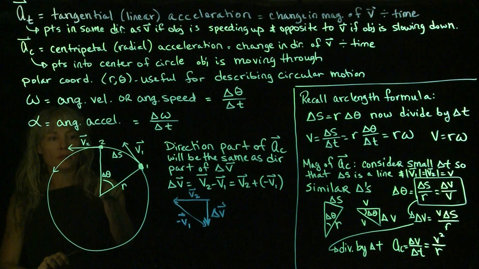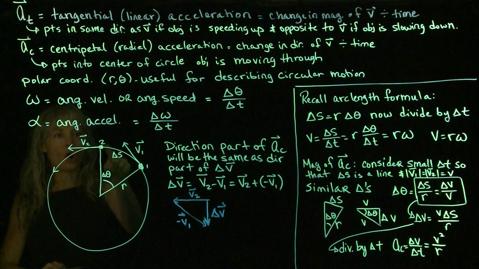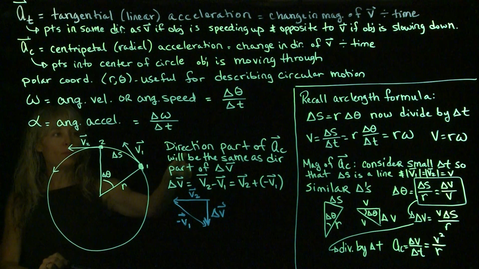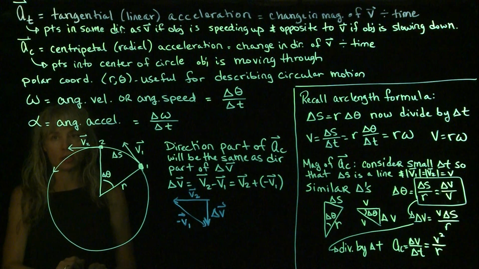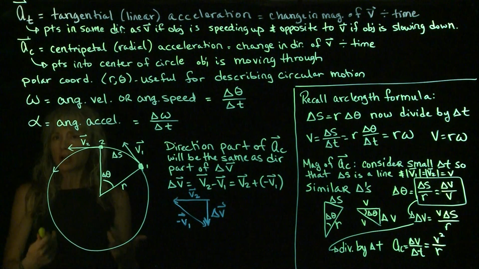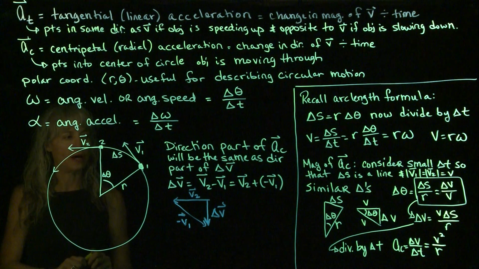The angle that the object moves through as it moves from position 1 to position 2 is delta theta, and the arc length that it moves through is delta s. The radius of the circle is r. So the direction part of the centripetal acceleration, which we talked about up here, points into the center of the circle. Let's talk about how we actually prove that that is true.